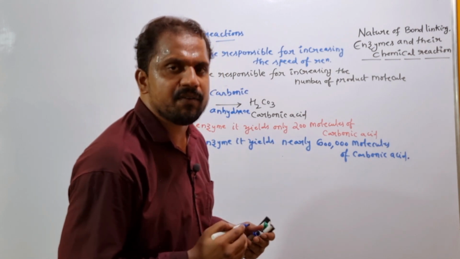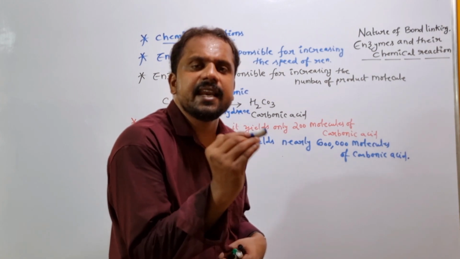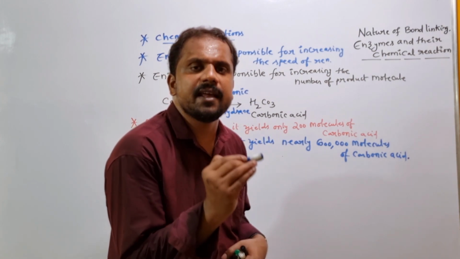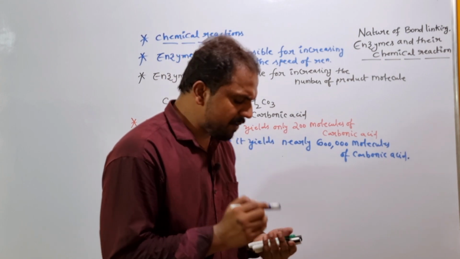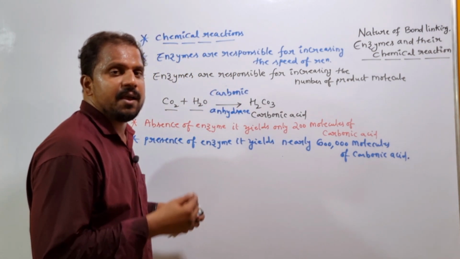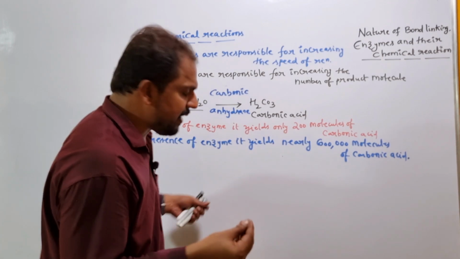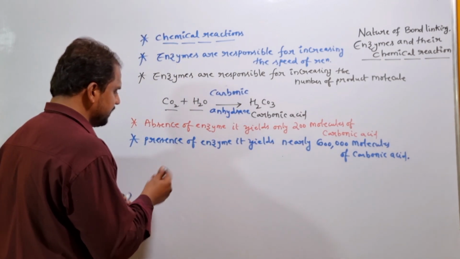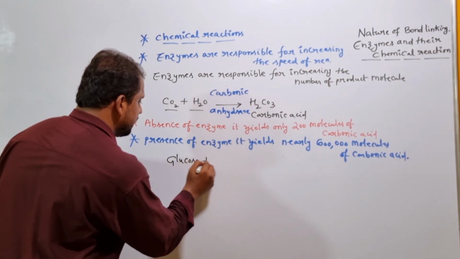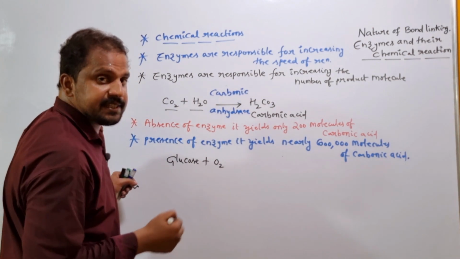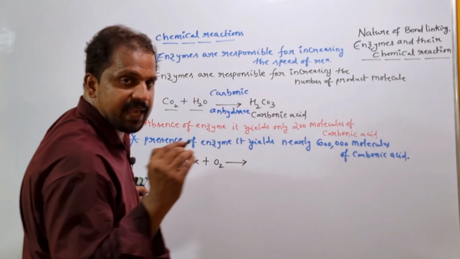So the reason why, as I've already mentioned, enzymes are not only responsible for increasing the rate of the chemical reaction, the particular enzymes are also responsible for increasing the number of product molecules. In one particular living organism, we can observe many chemical reactions which are catalyzed by taking advantage of enzymes. For example, glucose molecule, in addition with oxygen, is capable of yielding 2 molecules of pyruvic acid during the glycolysis pathway.